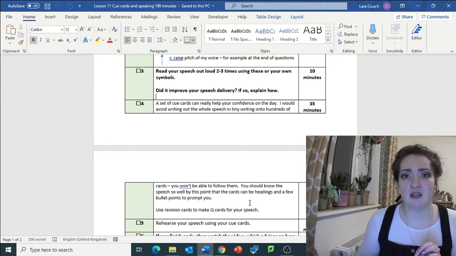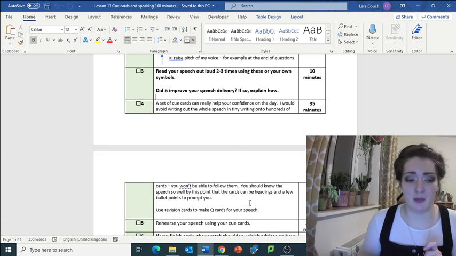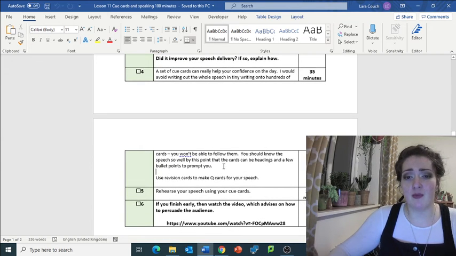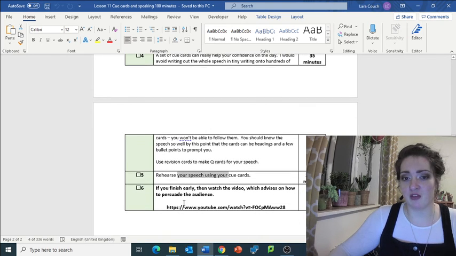I'd recommend using cue cards which are vision card size. If you don't have any vision cards, you can cut up bits of paper, that's fine as well. I'd put the main points to prompt you on there. Then I'd like you to rehearse with your cue cards. For the last bit of the lesson, task 5.